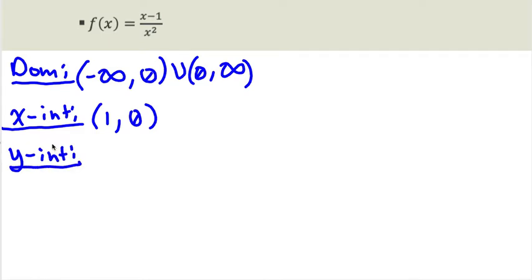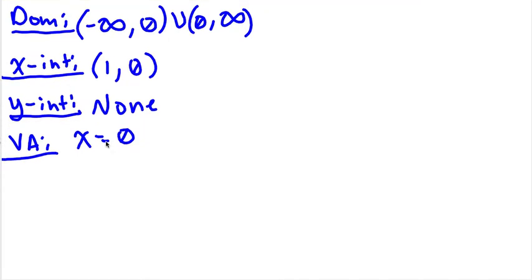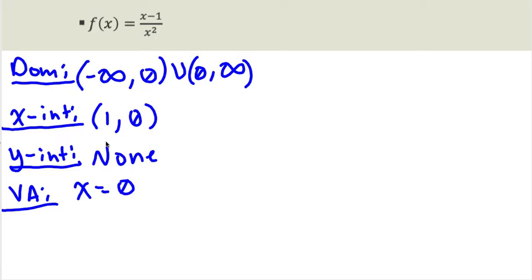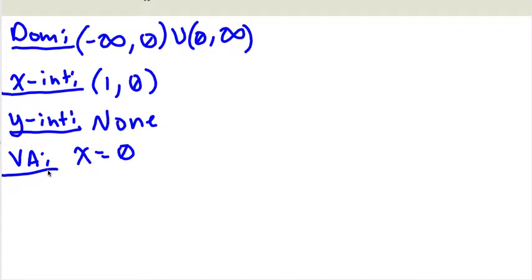The y-intercept would be what we get when we plug 0 in for x. If you plug 0 in for x, you get negative 1 over 0, which is undefined. So there is no y-intercept. We're just going to say none. If there's no y-intercept, that means there was a vertical asymptote on the y-axis. So that would be x equals 0. Make sure you have that as an equation of a line. Okay, so x equals 0. That's just wherever we have an undefined value, so 0 in the denominator for this one.